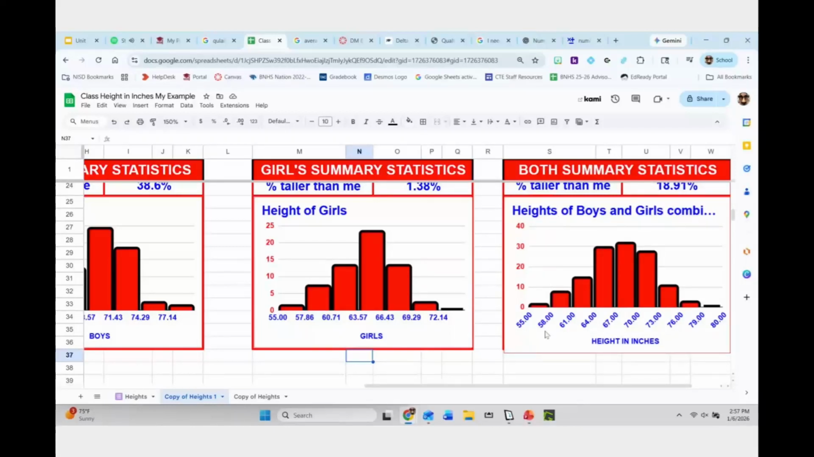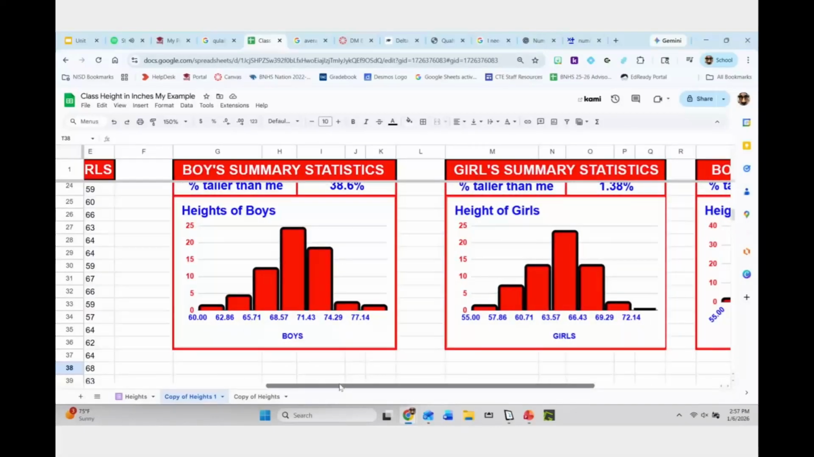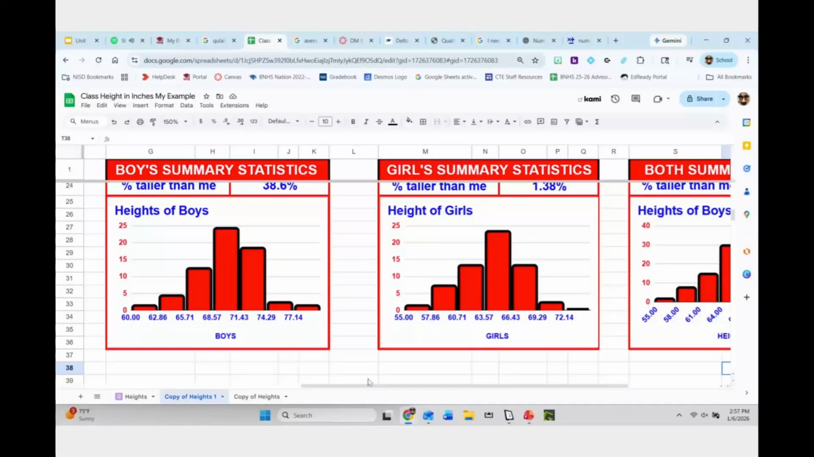When I did the height of the boys and girls combined, the histogram looked kind of weird. So I did change the bin size because I'm looking for a certain type of look, right? But the point is that all of these are approximately symmetric. Nothing in the real world is going to be perfect.